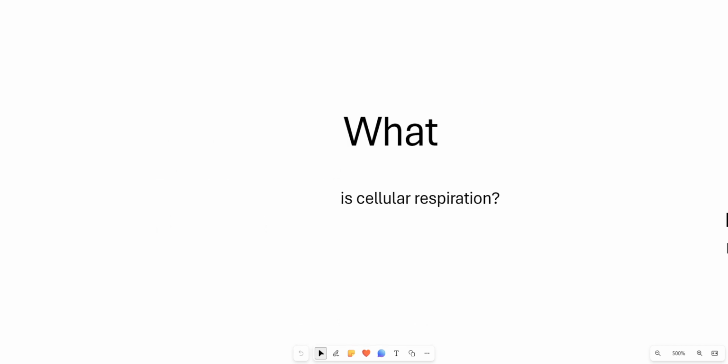So let's start with the what. And my suggestion here is that we break it down into the 2 components. What do we mean by cellular and what do we mean by respiration? And then we'll bring these 2 concepts together for a concise definition.